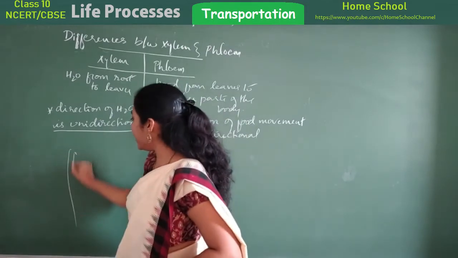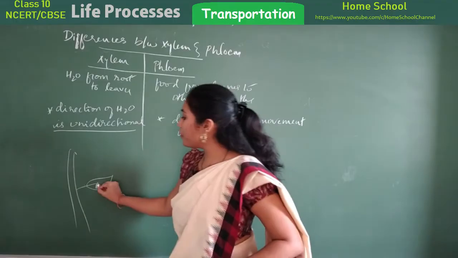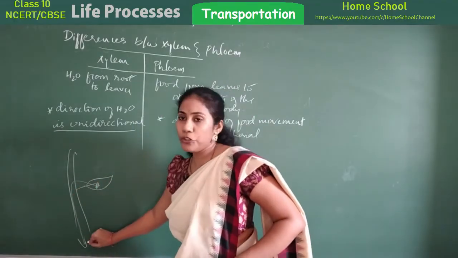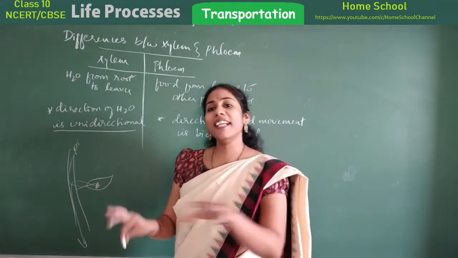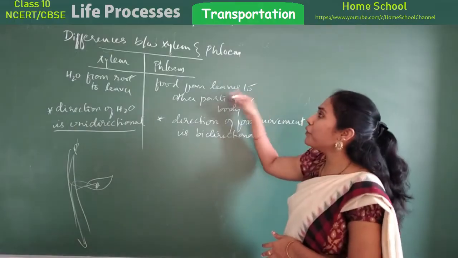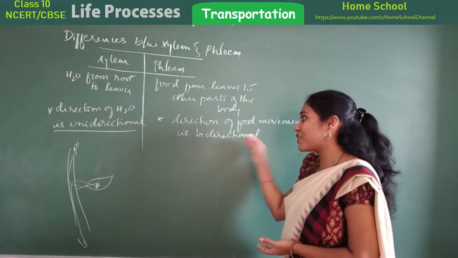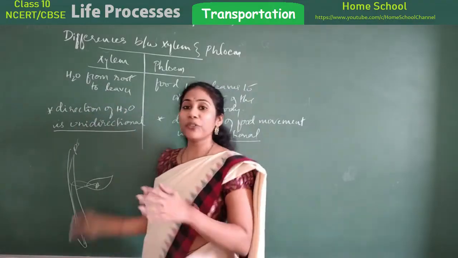Imagine you have a tree. Say the leaf is here, the food is manufactured here. So the food should go to the root, the food should go to the shoot also. Isn't it? So in all the directions, the food has to go. That's why the direction of the food in phloem tissue is bidirectional, we will say. But the direction of water in xylem tissue is unidirectional.